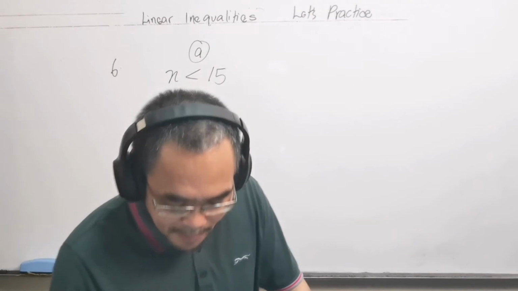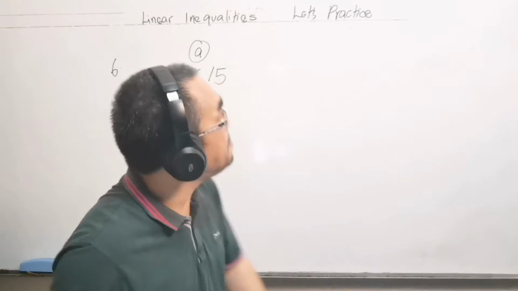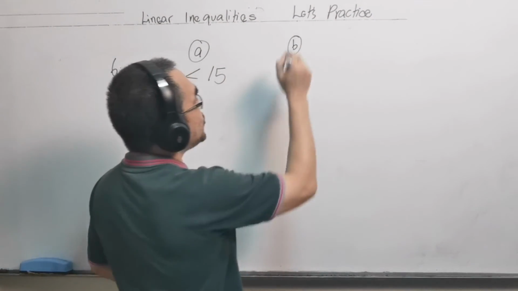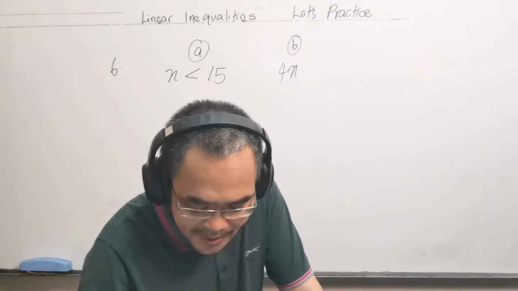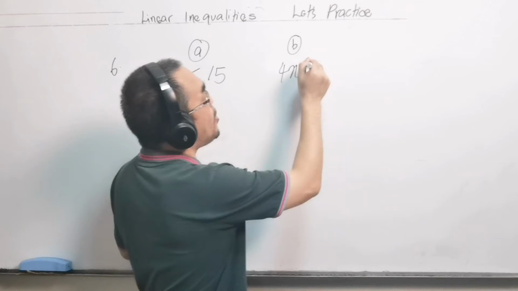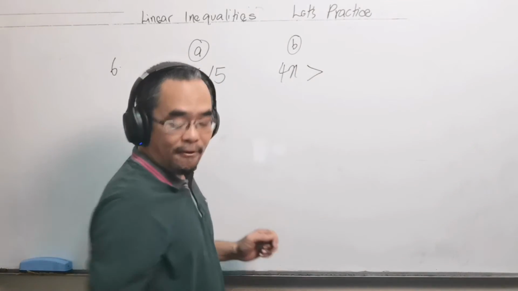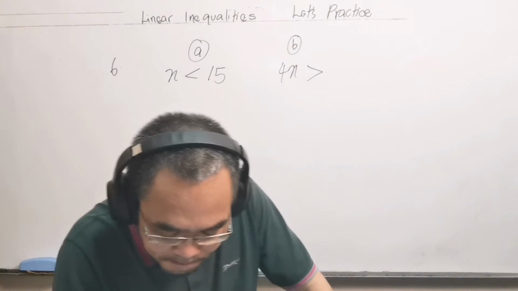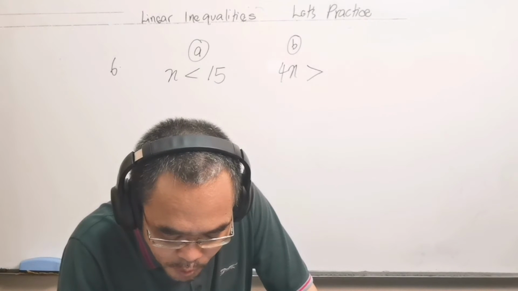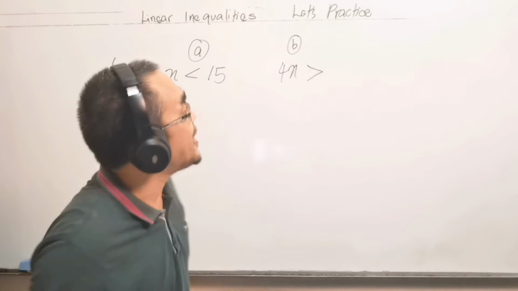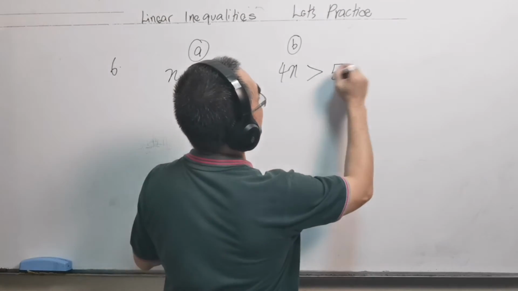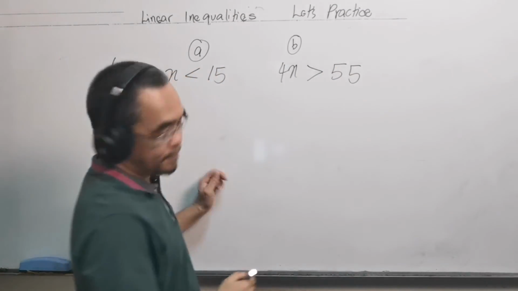Okay? But then on the second diagram, diagram B, it shows what? 4x, because of the same balls, is more than, because it's heavier than the 10, 5, 20, 20, 20, 20, 40, 55 gram. Okay, 55 gram.